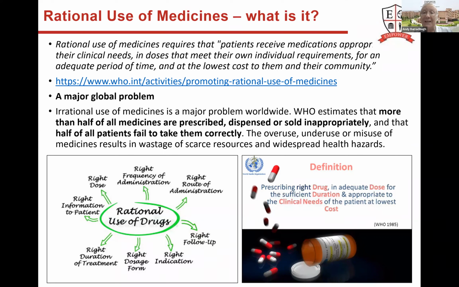We use the right drug. We define the right drug as being from the standard treatment guidelines. That's the right drug. The duration, again, is from the standard treatment guidelines. And the quantity, the dosage, again, is from the standard treatment guidelines. That's what we mean by rational medicine use or rational drug use.